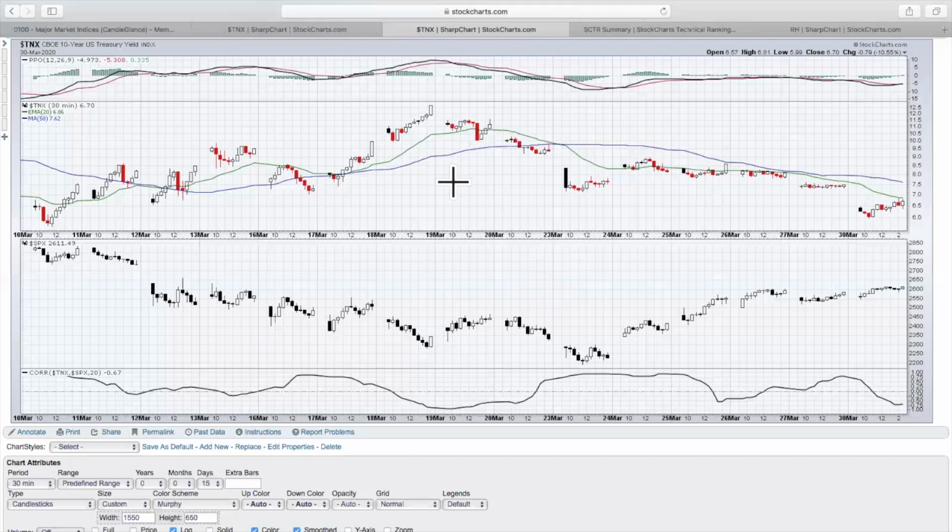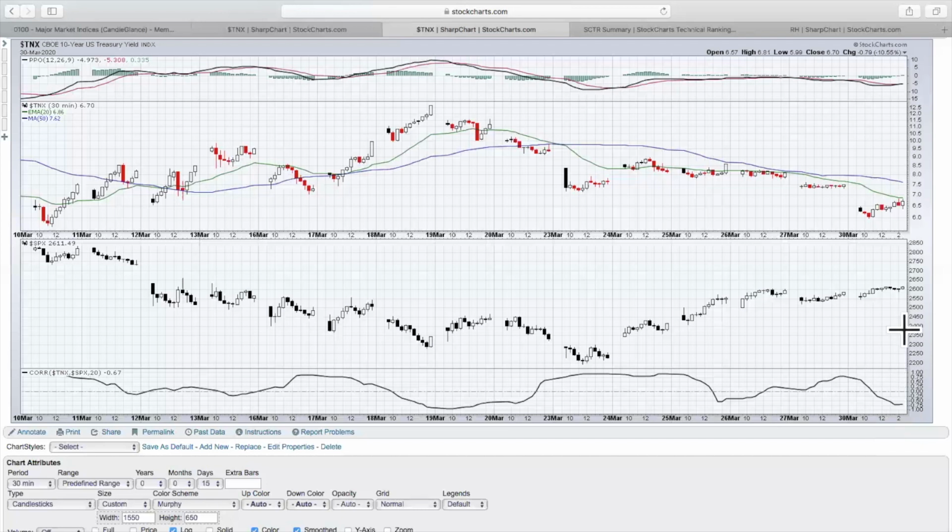10-year treasury yield since March 18th, 19th, the yield's been dropping. So that means money's been going back into treasuries. Normally that's not good for the stock market, but the stock market's been bouncing along with it. So we're actually in negative inverse correlation territory here, down at -0.67. That is likely to change.